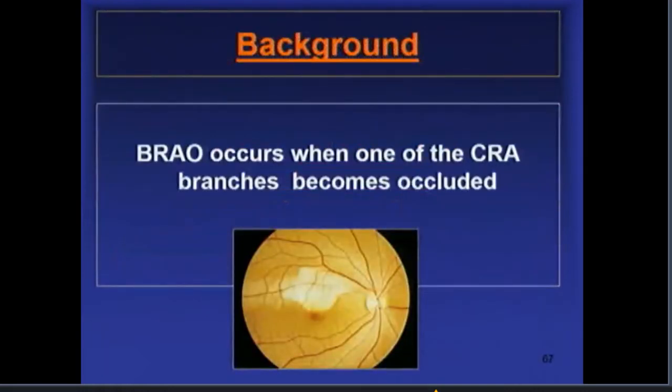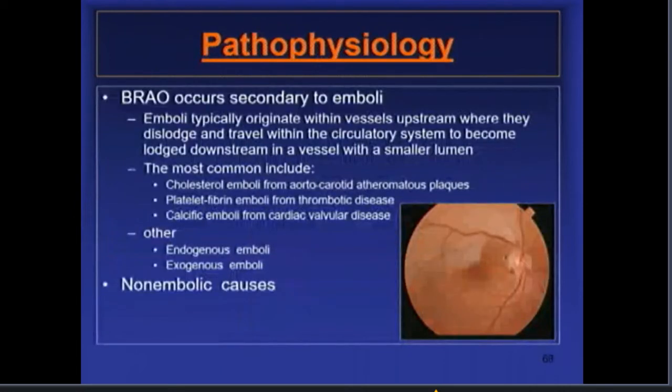Branch retinal artery occlusion is almost the same, but this mostly involves part of the retinal arterial tree, and usually the emboli originate within the vessels upstream, where they dislodge and travel within the circulatory system to become lodged downstream in vessels with a smaller lumen. The most common include cholesterol emboli from aortocarotid atheromatous plaque, platelet fibrin emboli, and calcific emboli from cardiac valvular disease. Other emboli might include endogenous emboli and exogenous emboli.